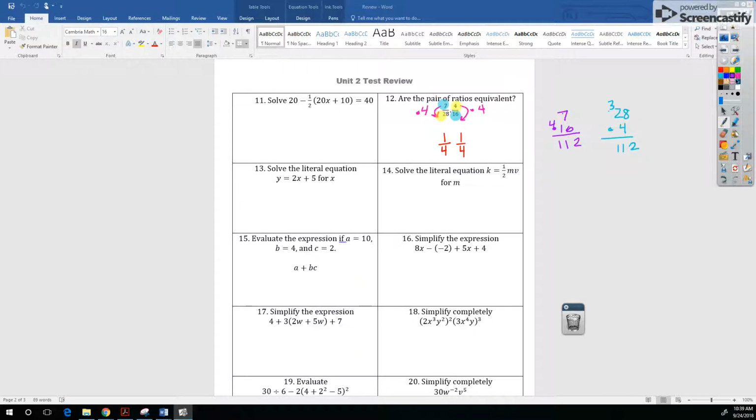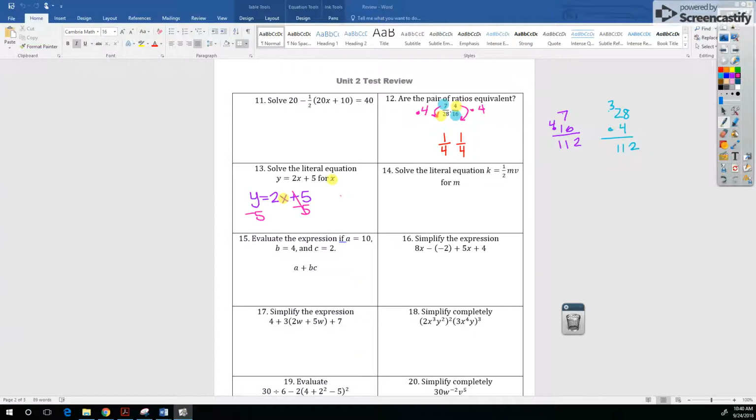Okay, literal equation. That means we have more than one variable. We are not going to get an answer that says x equals 4 or x equals 10 or even x equals 15.2. Nothing like that. We're just going to try to get x by itself, combining what like terms we have. So y equals 2x plus 5. It's just a formula trying to get this x by itself. Inverse operations. So I see a plus 5. I've got to subtract 5.